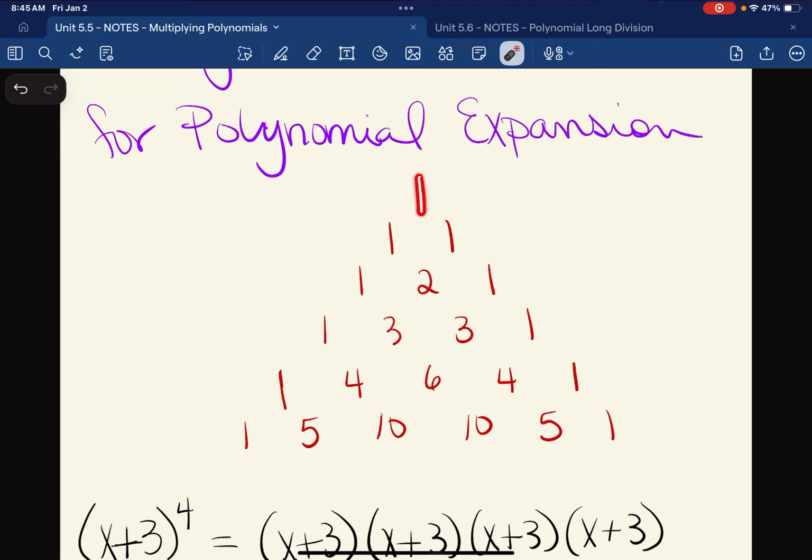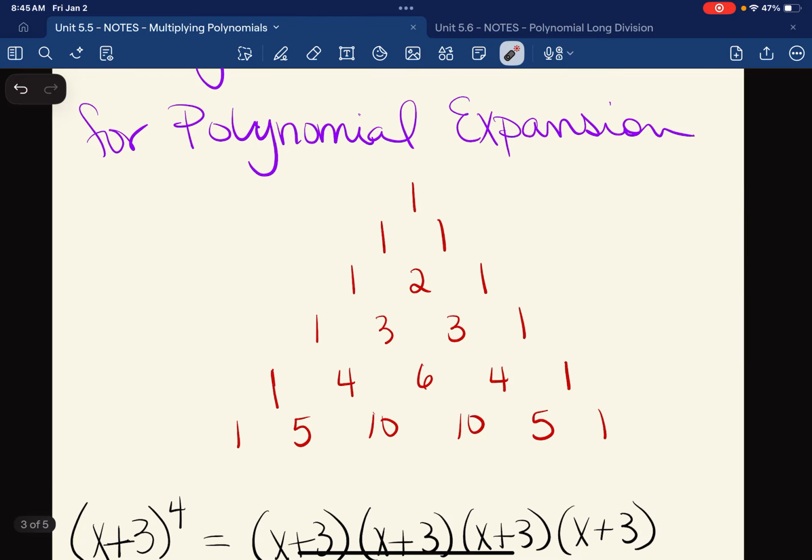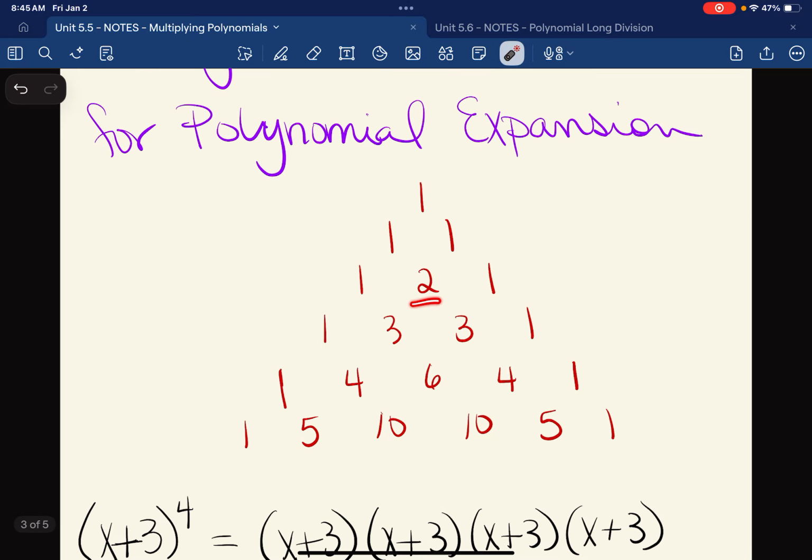This top row right here starts with the number 1. The next row is made up of two 1s. And then you go to the next row. We start with a 1. And to get this middle position right here, you're going to look up and left and up and right. If you add these two terms together, you get the number 2. And then you finish with a 1.